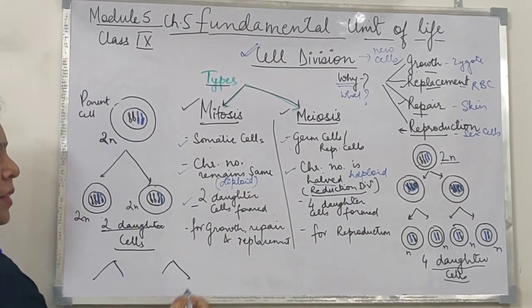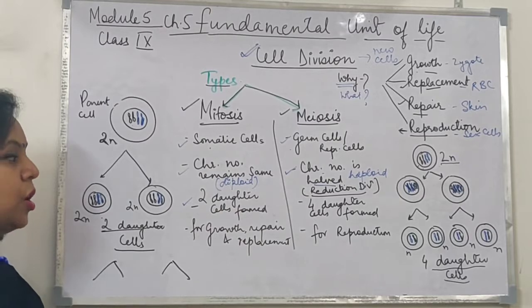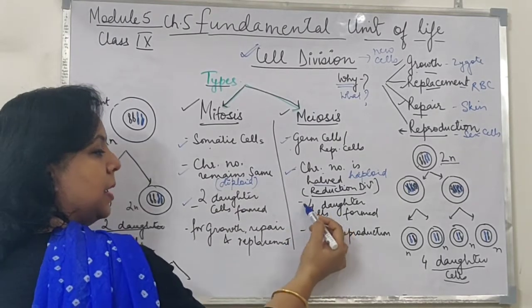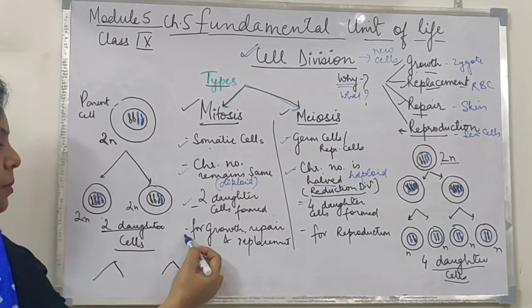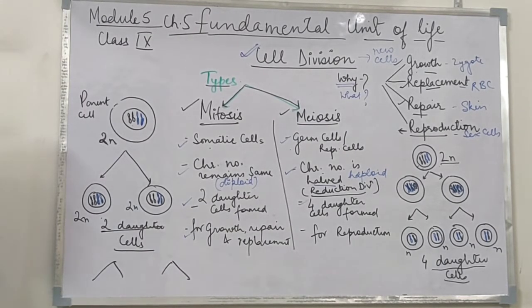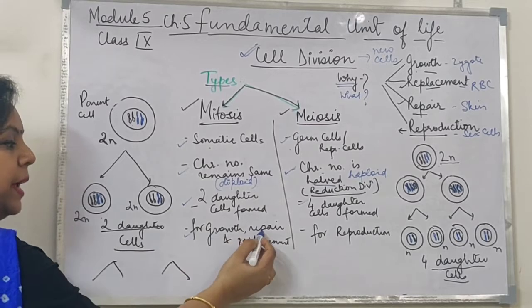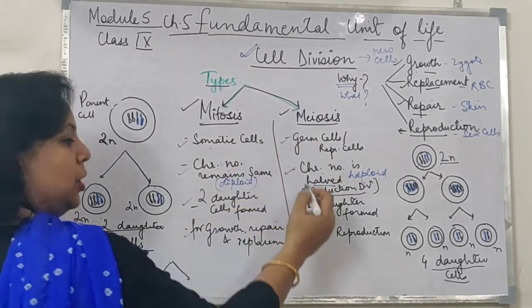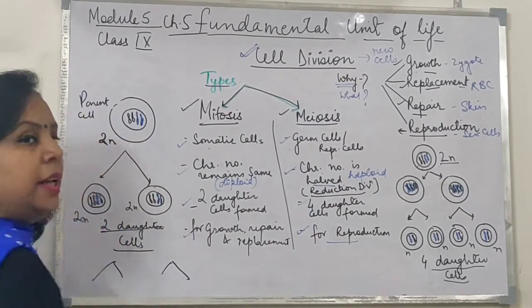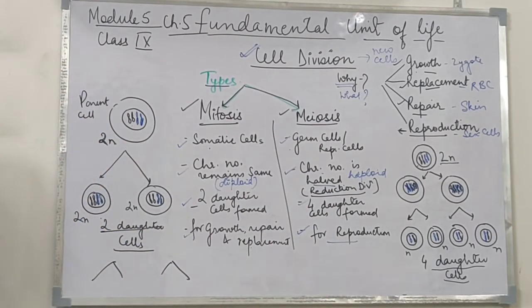The third difference is that here 2 daughter cells are formed, and in meiosis 4 daughter cells are formed. Last but not the least, mitosis controls the growth, repair and replacement of cells in the body, and meiosis controls the reproduction or the reproductive function in the organism.